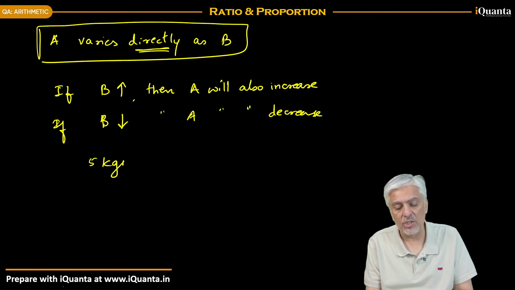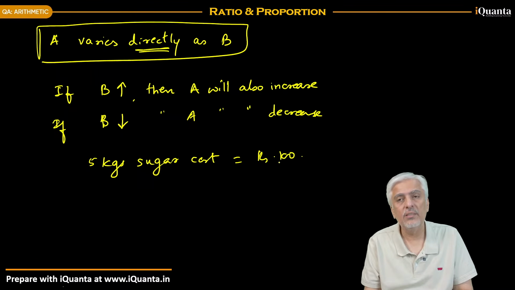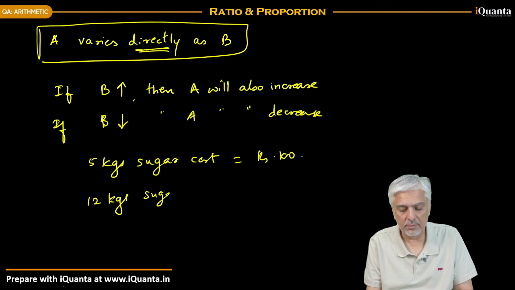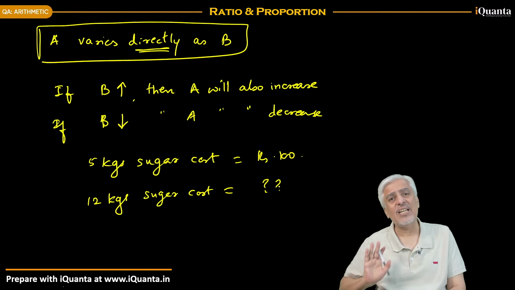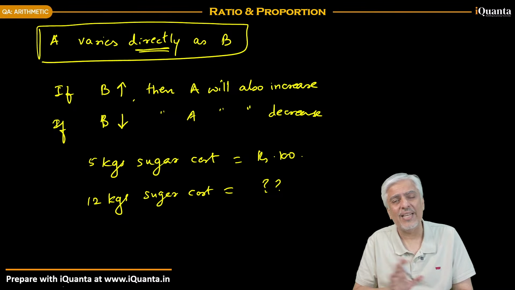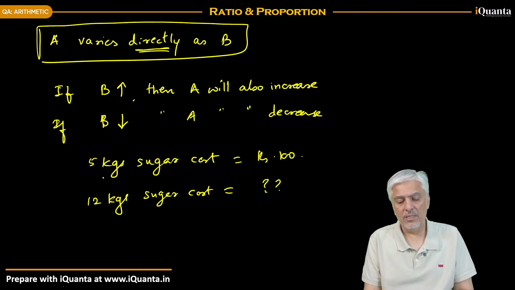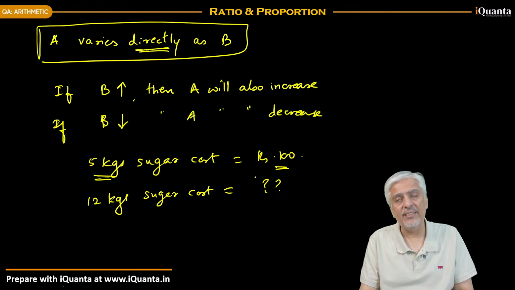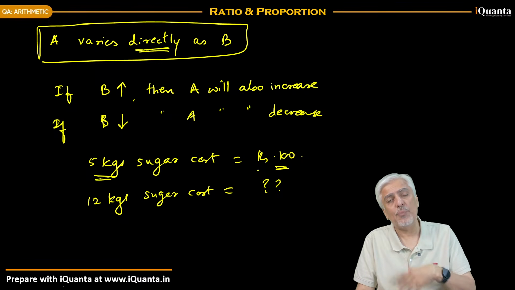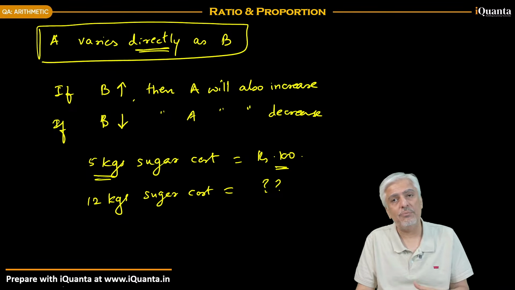5 kgs sugar cost suppose rupees 100. What will be the cost of 12 kgs sugar? Kiddie question. Just understanding. Don't give me the answer. 5 kg ka cost is 100. So if I buy more sugar, I'll have to pay more, na? Nobody's going to give me free sugar.